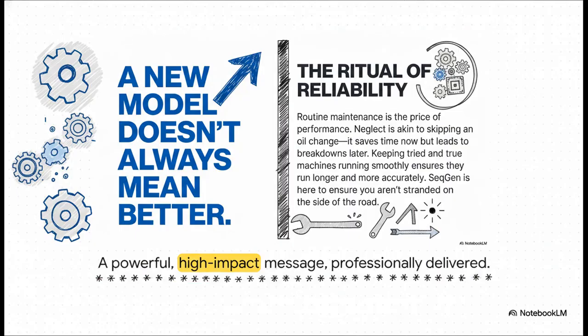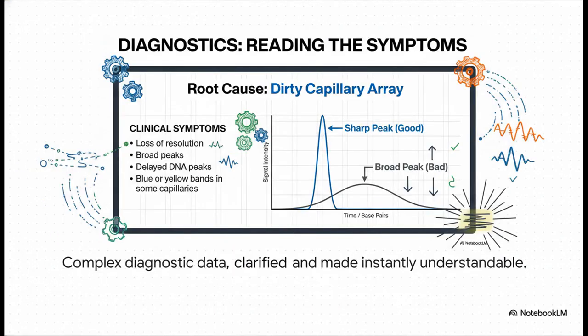Just look at this result. It takes a simple point buried in the manual, something like a new model isn't always better, and turns it into this bold confidence statement. This looks like it came from a high-end corporate design agency, not a boring technical guide. And it's not just for big statements. It can handle complex data too. This slide here takes a whole list of technical jargon and this complicated idea of signal peaks and just makes it make sense. The design actually helps you understand it faster instead of just getting in the way.